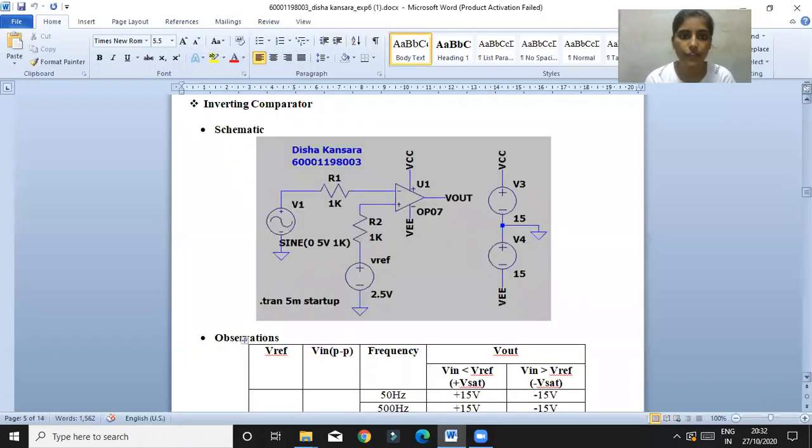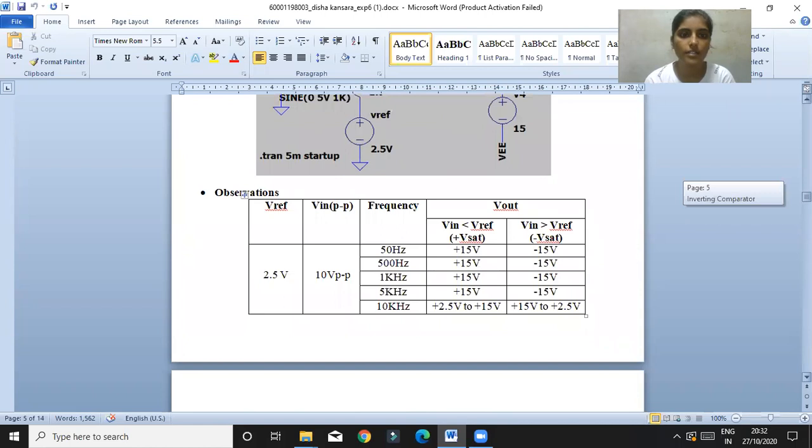For different frequencies, I already made this. For the 50 hertz frequency, I applied an input of 10 volts peak to peak, and my Vref is 2.5 volts. For the frequency of 50 hertz, I get an output of plus and minus 15 volts.